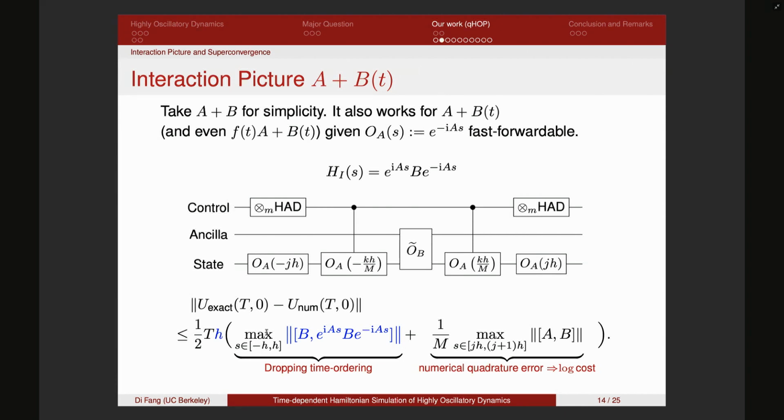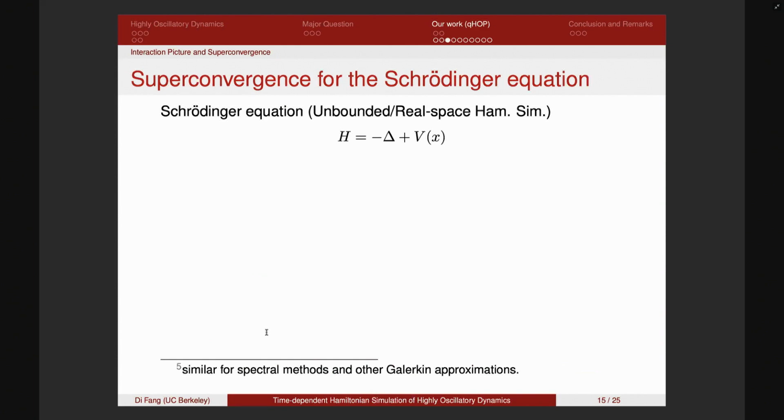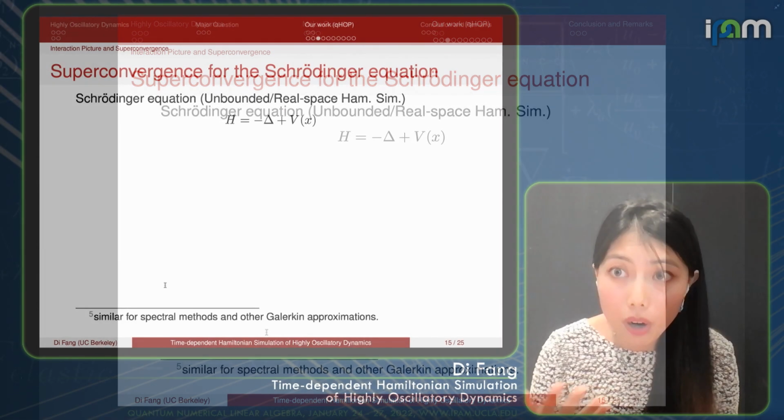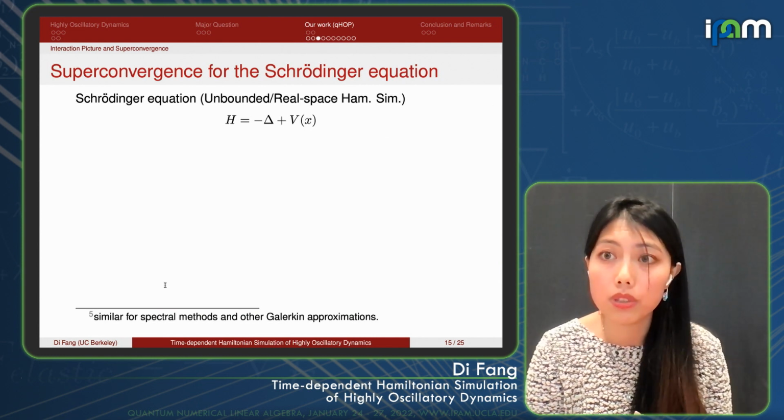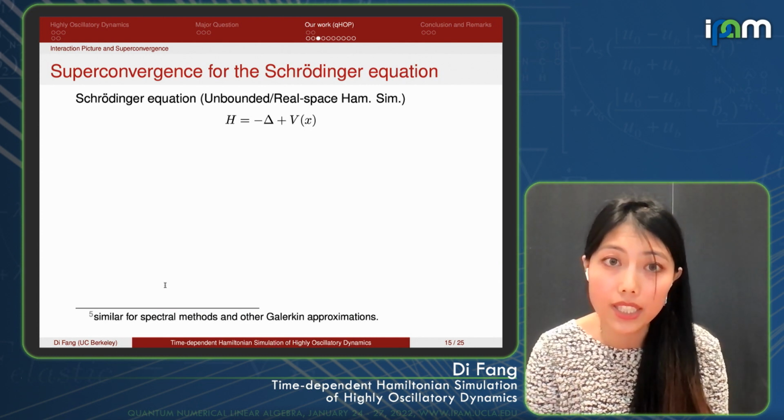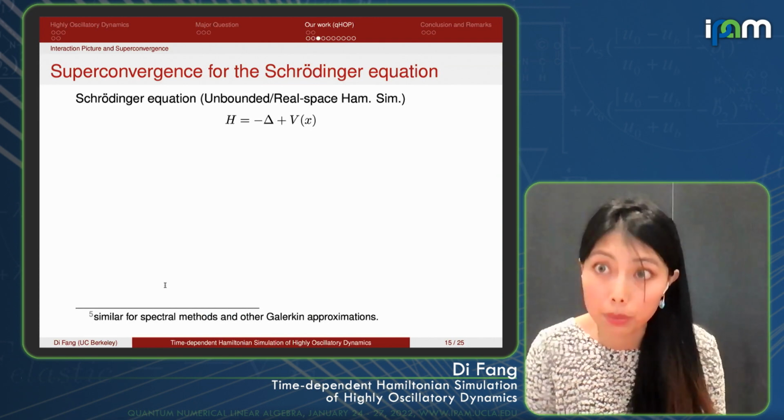So you are no longer having a global commutator to estimate. For the global error, we only have a local commutator to estimate. Okay, now it's a good time to discuss the Schrodinger equation. I claim that our algorithm, when applied to the digital simulation of the Schrodinger equation, can actually achieve this superconvergence.